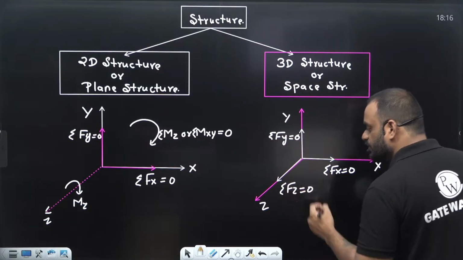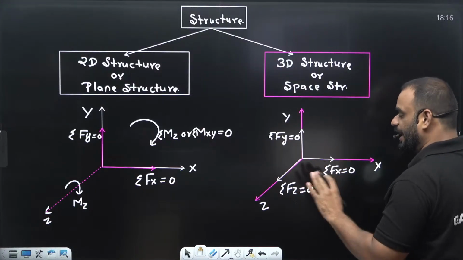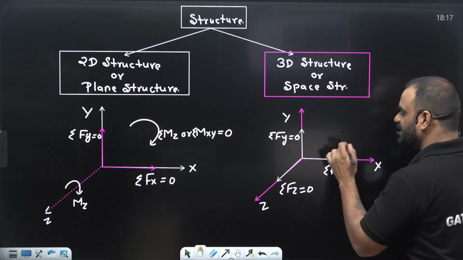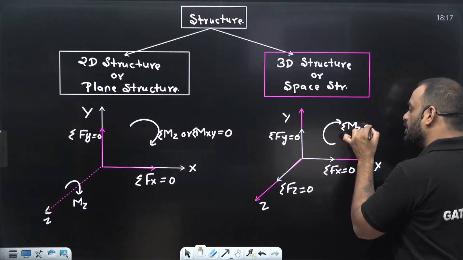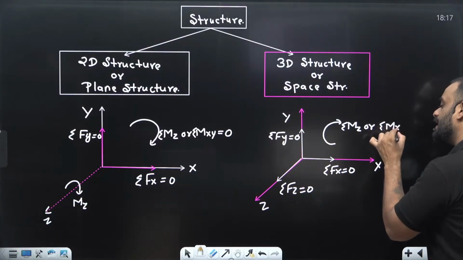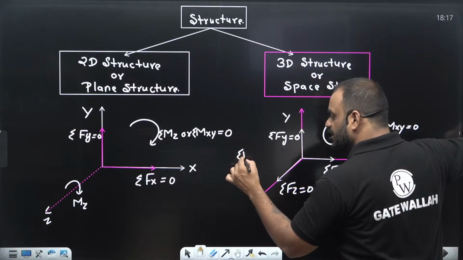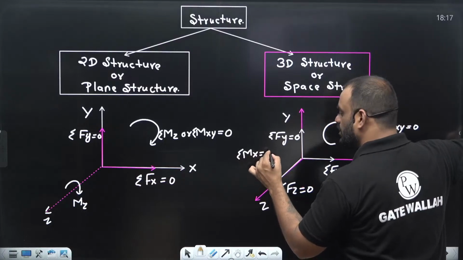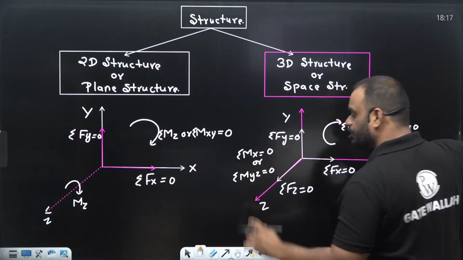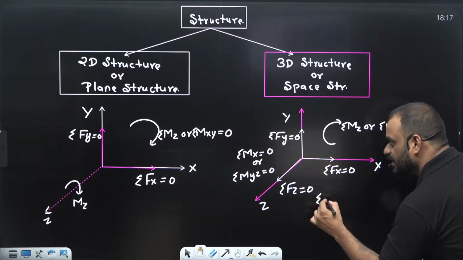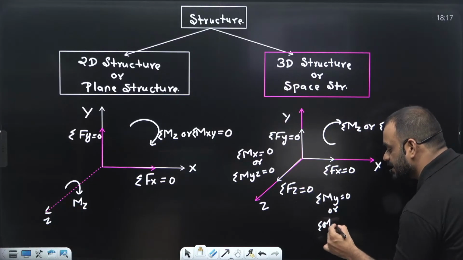Summation Fz is equal to 0. Similarly, guys, all three moments, whether it is Mx, My or Mz. So I will write it this way: this particular moment is Mz, so summation of Mz, or summation of Mxy plane, should be equal to 0. Similarly, we'll write here summation Mx is equal to 0, or summation Myz is equal to 0. Similarly, summation My is equal to 0, or summation Mxz is equal to 0.